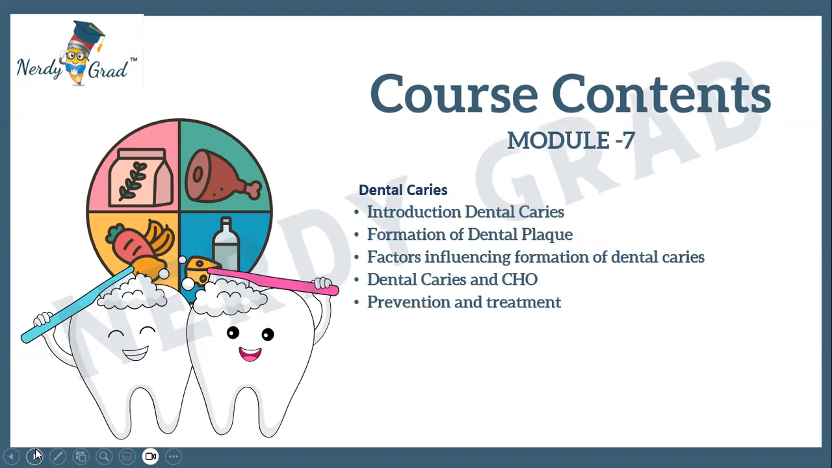Let me explain the content for module 7. So this will deal with dental caries alone. Introduction to dental caries, how the formation of dental plaque will further proceed to make it into bad caries, factors influencing the formation of dental caries, and the major role of carbohydrates in dental caries. What are the best ways for prevention and treatment from our point of view? I mean, from the nutrition point of view.